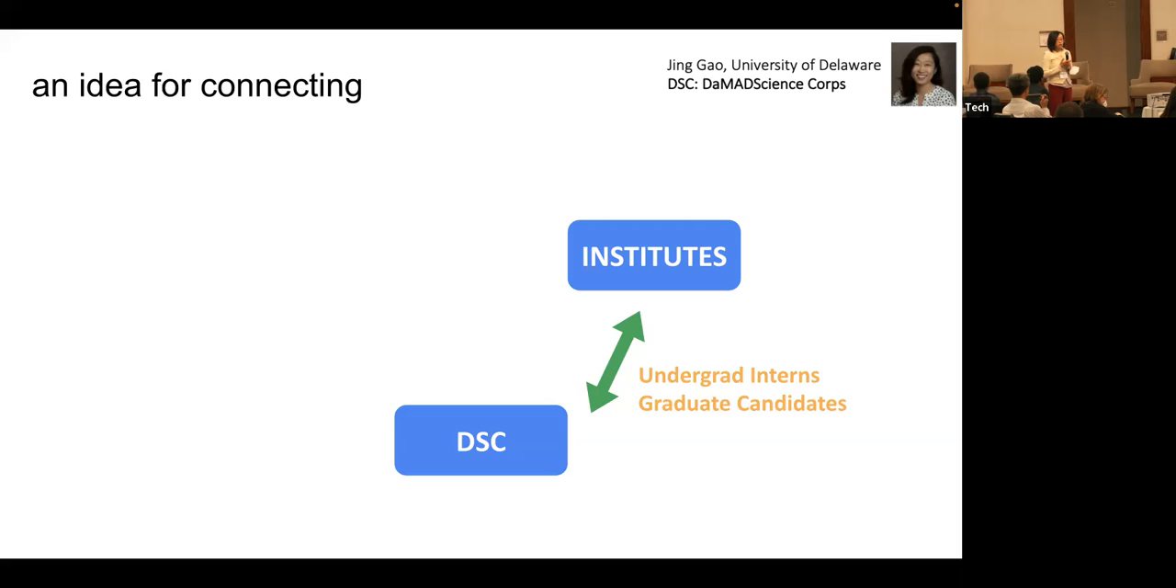And at our universities, undergraduate student participation support falls into the same category as tuition. So it's education costs and maybe free of F&A. Maybe you already know this, if so, sorry. So we thought between the institutes and the DSC, we can pass graduate interns and maybe they become graduate candidates. And then we thought we can be more ambitious about this.